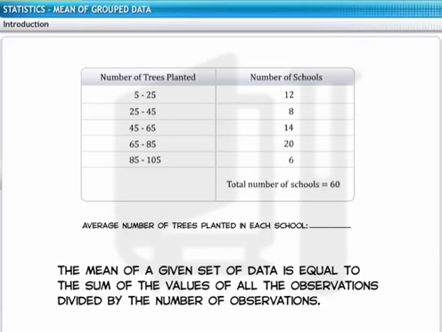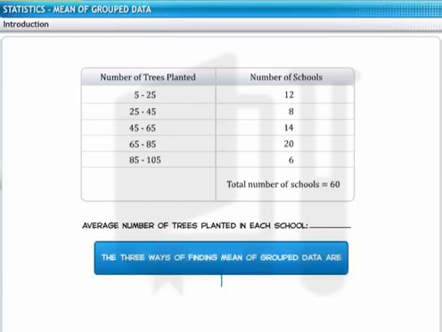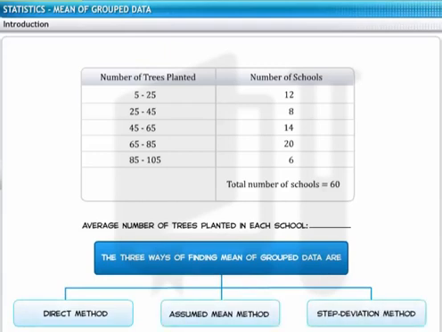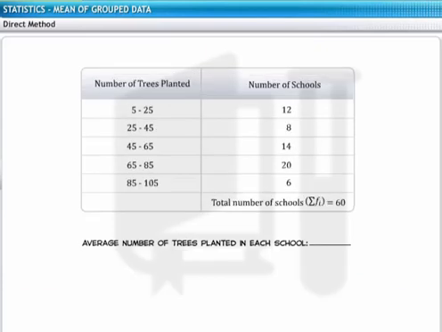Recall that the mean of a given set of data is equal to the sum of the values of all the observations divided by the number of observations. There are three ways of calculating the mean: the direct method, the assumed mean method, and the step deviation method. Let us learn about these methods in detail. Let us begin with the direct method.